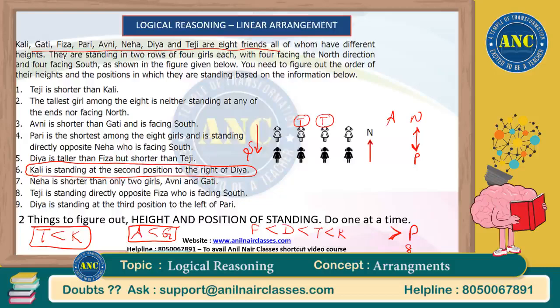Neha is shorter than only two girls, so Neha is supposed to be at the third position. Shorter than only two girls, so Neha is supposed to be the third tallest girl. Two girls, Avni and Gati. So that means Avni would be in the second position, Gati would be in the first position, and Neha would be in the third position.